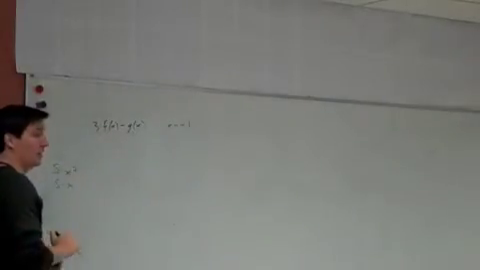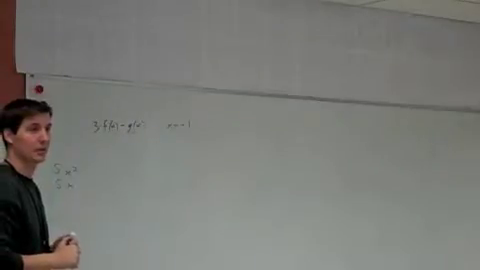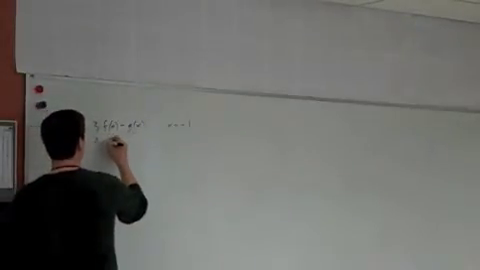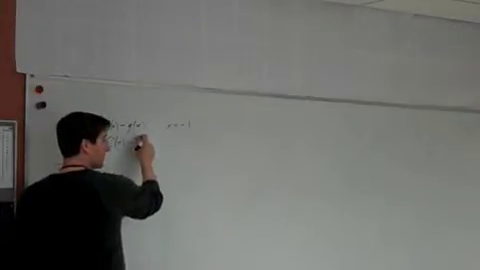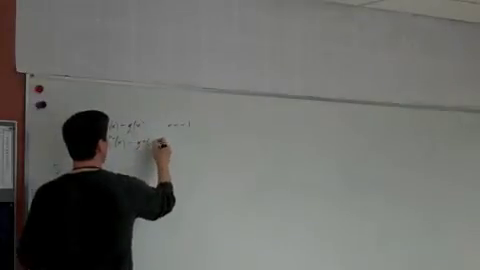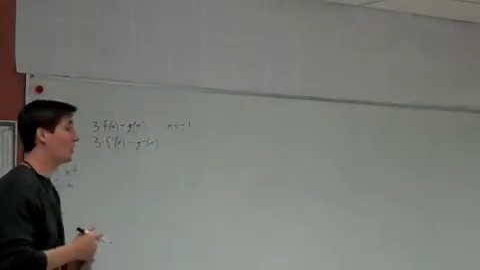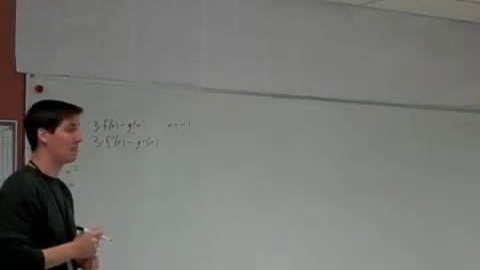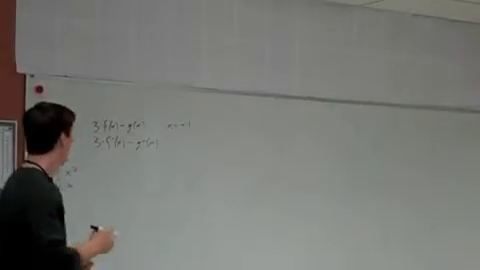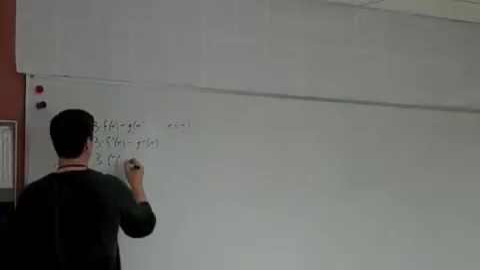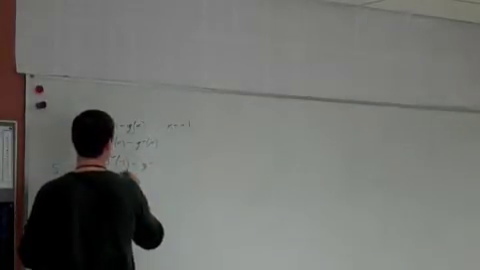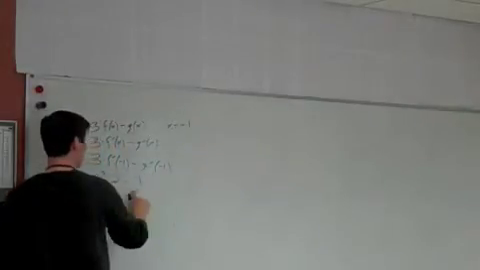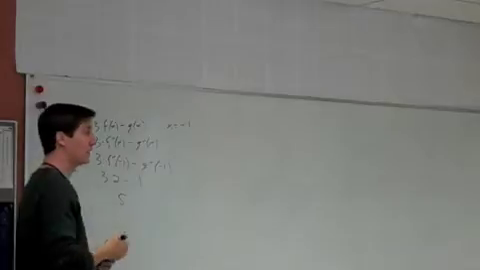3 times some function. What's the derivative of that? 3 times the function's derivative, exactly. Minus, what's the derivative of g of x? g prime of x. And now you want to know what this value is at -1. Do we have enough information in this table to figure that out? What is f prime of -1? What is g prime of -1? Does that make sense, you guys?